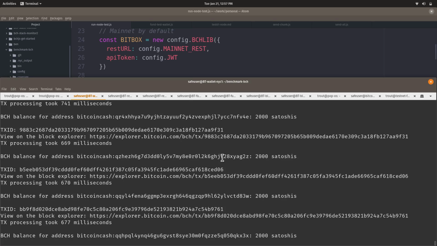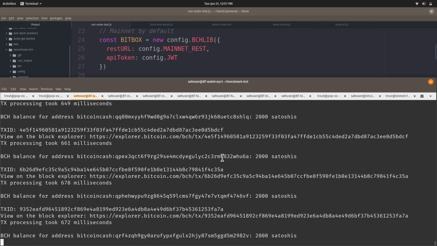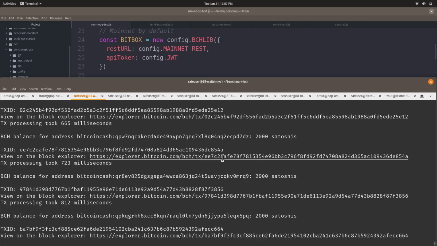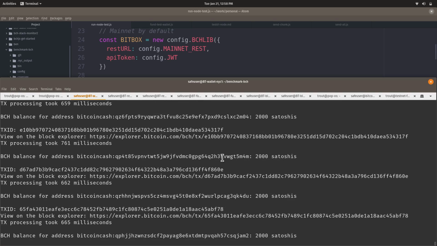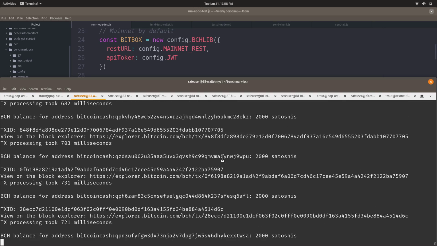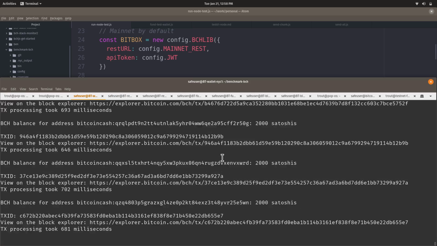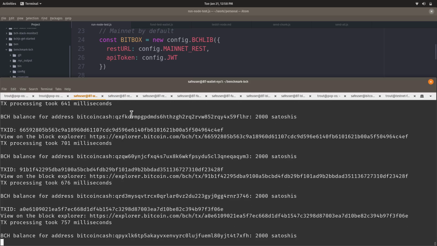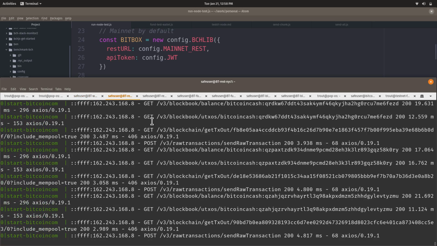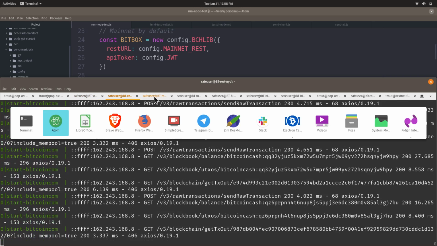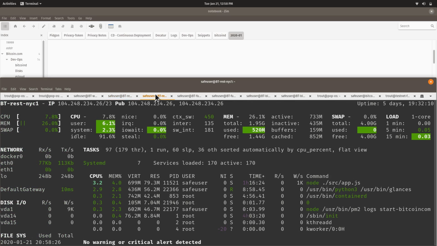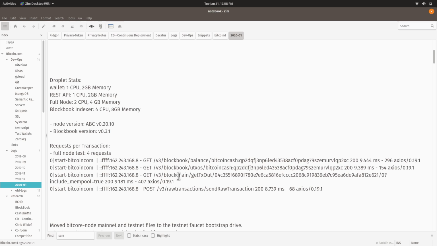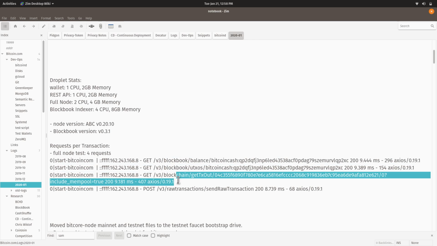Okay, so it looks like it's taking about 700 milliseconds per transaction, and that's with an artificial delay of 200 milliseconds, so we'll get a nice average. So it's probably about 500 milliseconds of processing time just for all the components of the stack to talk to one another. And there we can see the requests coming in. Just to review, there are 4 API requests per transaction: two of them are to Blockbook, and two of them are to the full node.